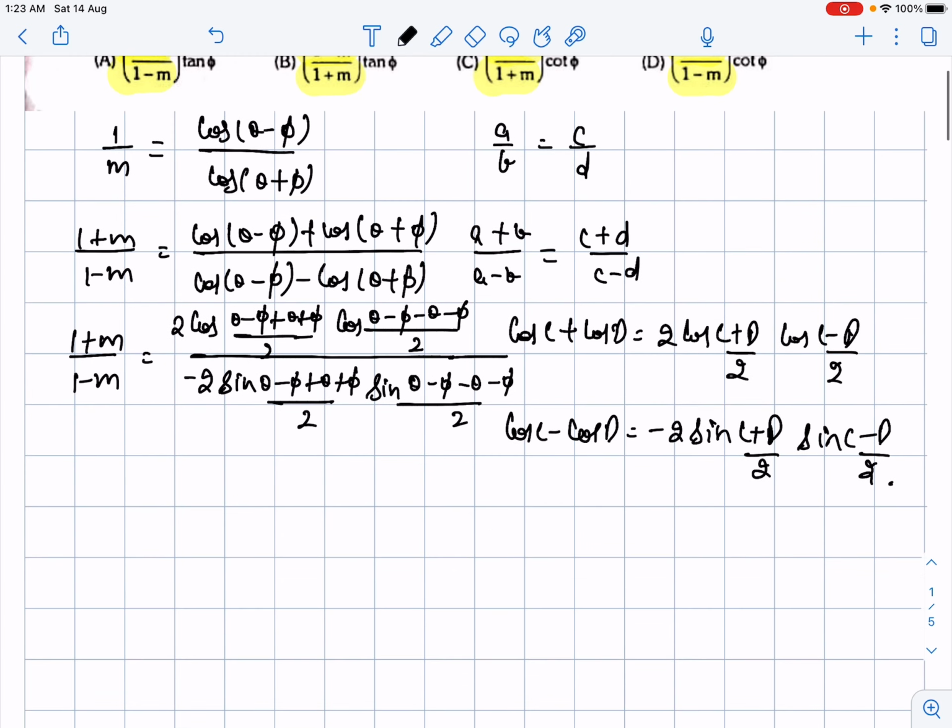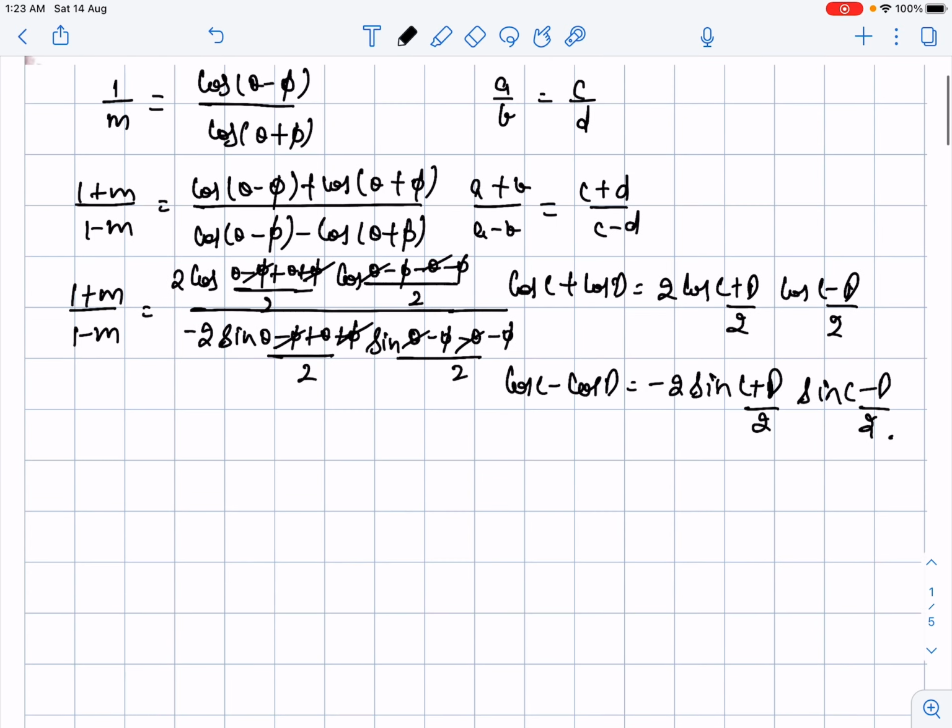Now proceeding further, we'll cancel minus phi with plus phi and plus theta with minus theta, again minus phi with plus phi and plus theta with minus theta. So the 2 and 2 will be gone. Cos of 2 theta divided by 2, and cos of minus 2 phi divided by 2, whole divided by sin of 2 theta divided by 2 with a minus sign in front of it, and sin of minus 2 phi divided by 2.